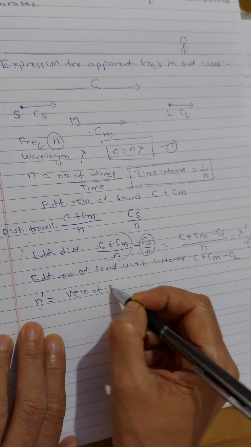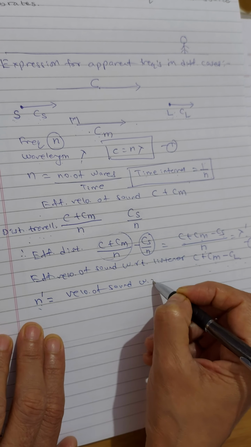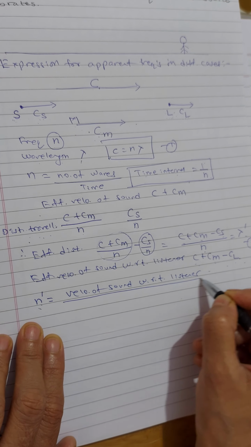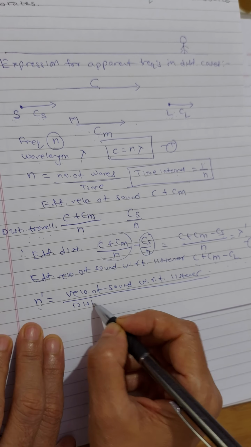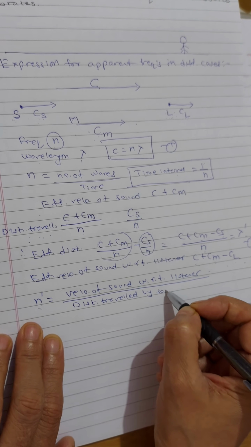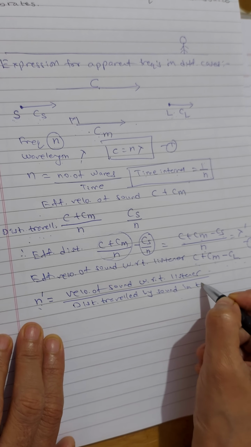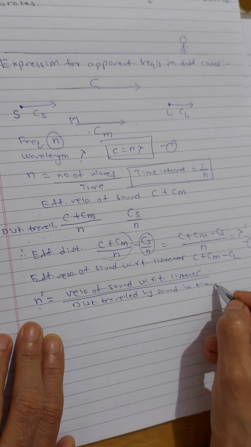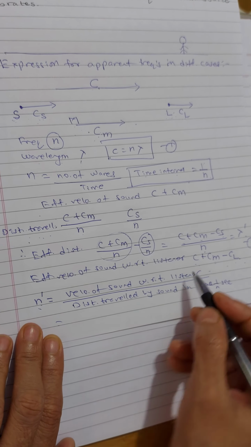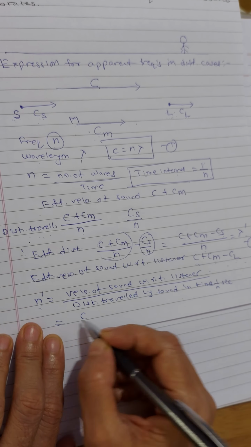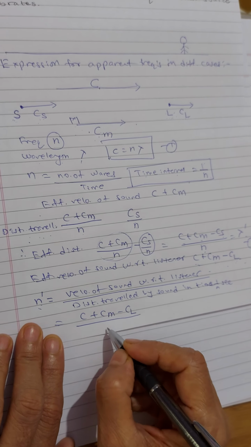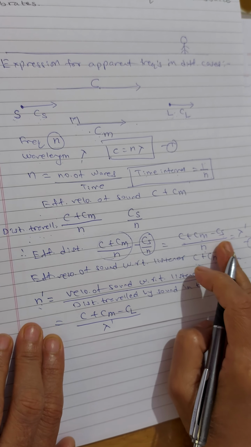Velocity of sound with respect to listener divided by distance traveled by sound in time. We always use the word in time, 1 by n second. Okay, so what is velocity of sound with respect to listener? We wrote this expression just now. So C plus Cm minus Cl divided by lambda dash, because what is lambda dash? I just mentioned over here.